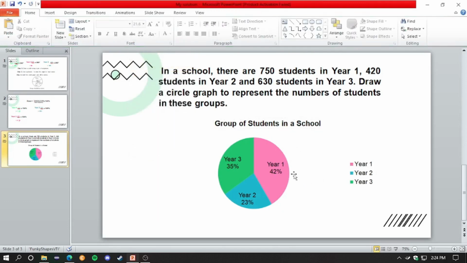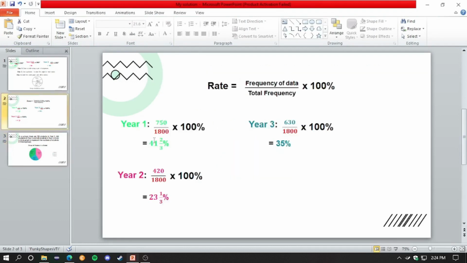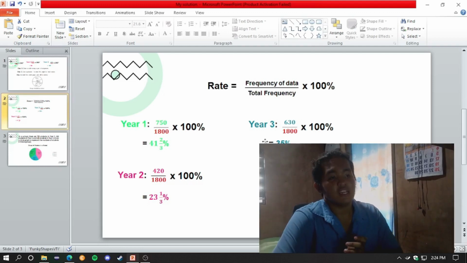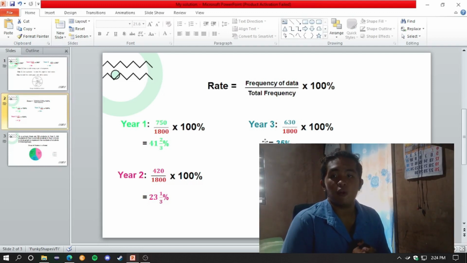So as you can see, year 1 we have 42%, year 2 23%, and year 3 35%. If we compare it to our manual solving, we have the same answer: 41 and 2/3%, which is equal to 42% if it is rounded off. Year 2, 23 and 1/3%, if rounded off, 23%. And lastly is 35%. So, that's it for solving a circle graph. Hope you learned something.